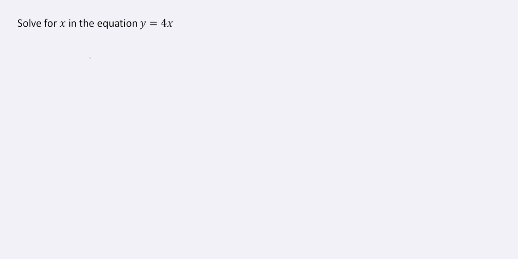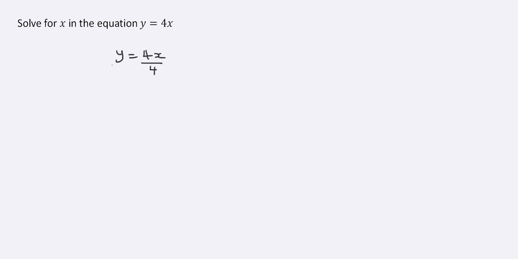So we want to solve for x in the equation y equal to 4x. We'll start by writing the equation y equal to 4x. We're trying to isolate x. When we say isolate x, it means that the number to the left of x, the coefficient of x, has to be 1. So we have 4 right there. The only way we can get rid of the 4 is to divide by 4. So we can see that that leaves us with x.